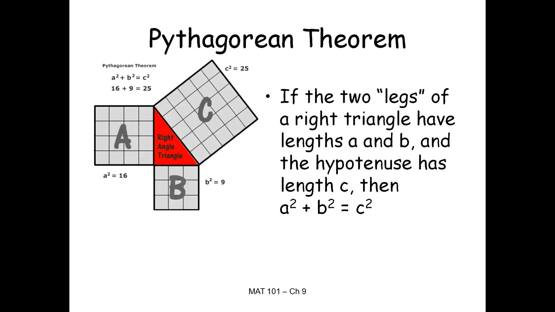So what that means is the length of that side squared plus the length of the other side squared would equal the length of the hypotenuse, which is the long side of the right triangle, squared as well. So if you know the length of A and B, then you can calculate the length for C.